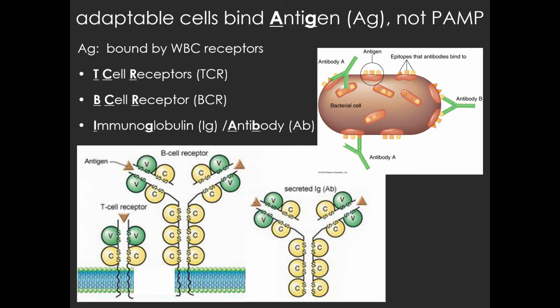So it's important to remember that PAMP is bound by PRR. Pathogen-associated molecular patterns are bound by pattern recognition receptors of the innate immune defenses, the macrophages and dendritic cells. On the other hand, antigen is bound by T cell receptors, B cell receptors, and now we're seeing also bound by antibodies as well. So we have to sort of bridge that concept of how antigen gets to them. We want to make sure we've got that clear.